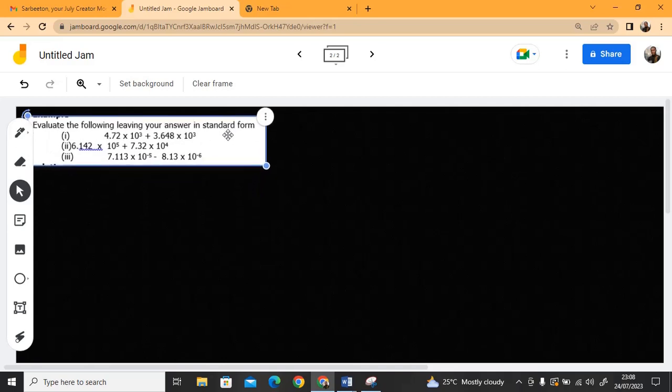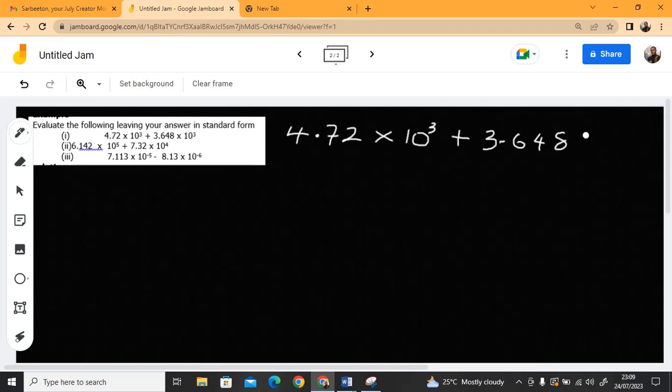In this question, they said evaluate the following in standard form. Now, this is addition. How do you go about this? This is what you are given: 4.72 times 10 raised to power of 3 plus 3.648 times 10 raised to power of 3. Now, they are in standard form like this.